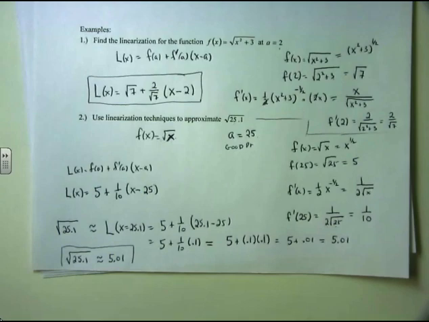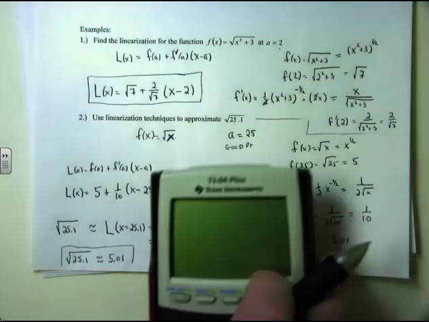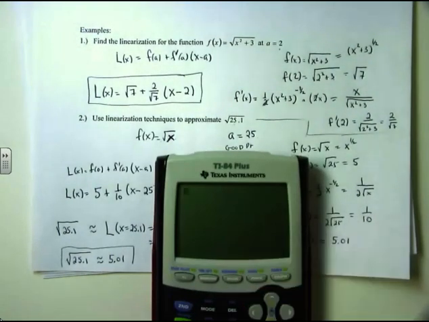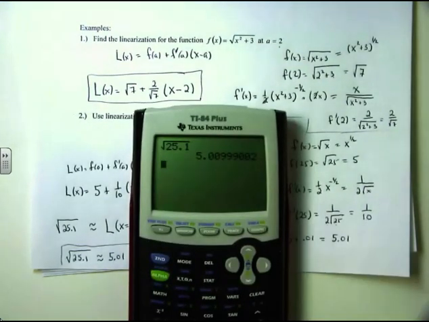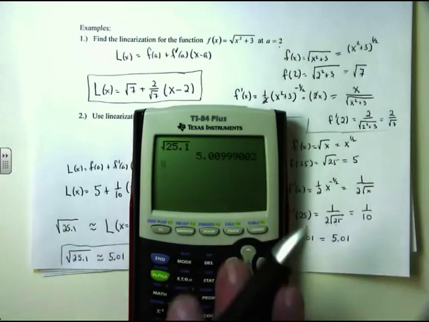Now let's see what my calculator says about this. This will give you a much closer answer here, but this was just linearization. I want to take the square root of 25.1. And what does my calculator give me? Let me put it in the light here, you guys can see it better. 5.00999002. So, yeah, it's a pretty good approximation, and I didn't need a calculator to actually get the answer. That's one of the purposes of this stuff.